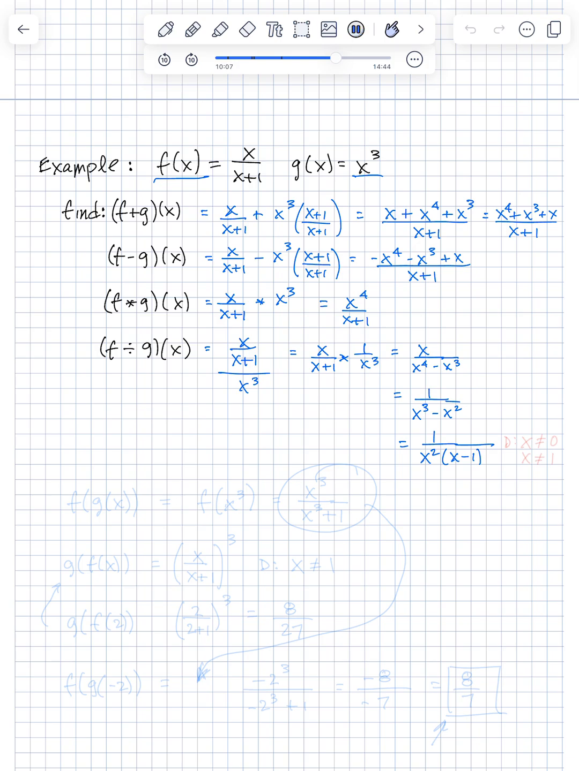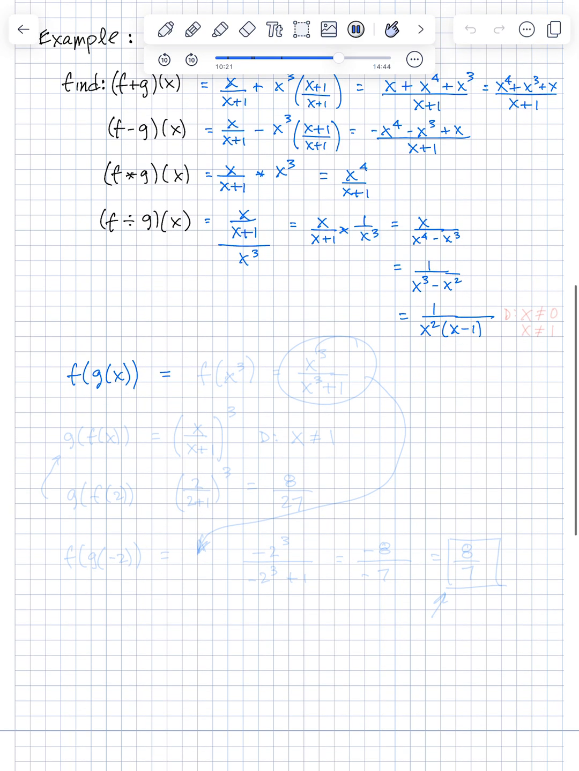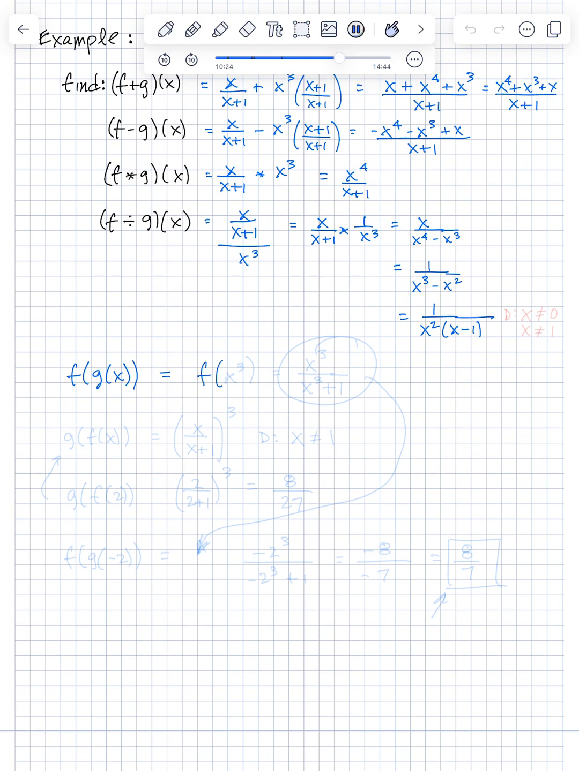So let's go ahead and do a few other things. These are kind of fun. So let's do f of g of x. Okay, so f of g of x is x cubed. So we're going to substitute the x cubed in for the x in f of x. So that gives us x cubed over x cubed plus 1.